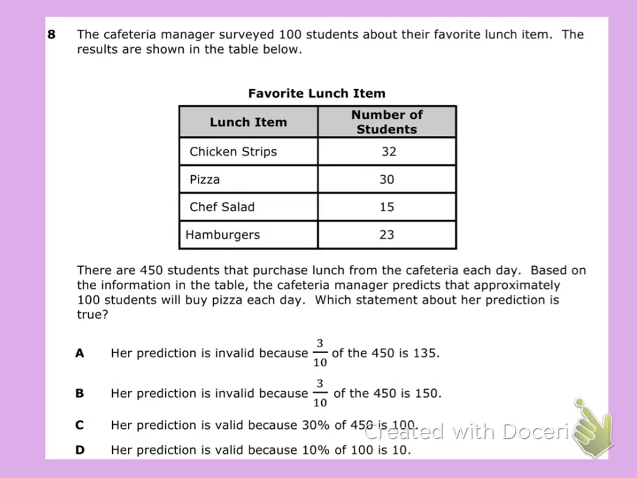It says the cafeteria manager surveyed 100 students about their favorite lunch item, and the results are shown in the table. There are 450 students that purchase lunch from the cafeteria each day. So that's your total. Based on the information in the table, the cafeteria manager predicts that approximately 100 students buy pizza every day. Which statement about her prediction is true?